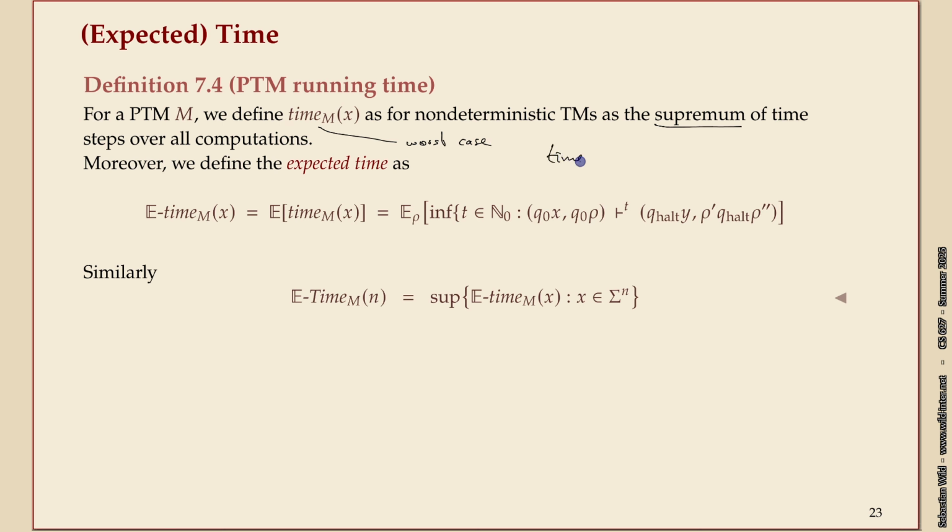So the time of roll die on any input, it doesn't have an input actually, right? It's just spitting out some random number. It would be infinite.